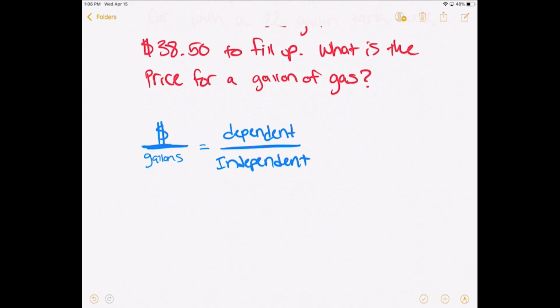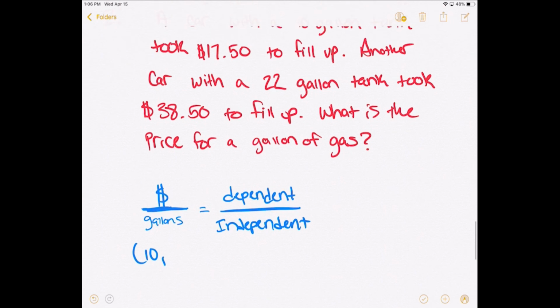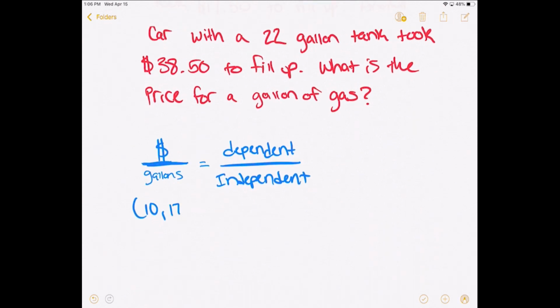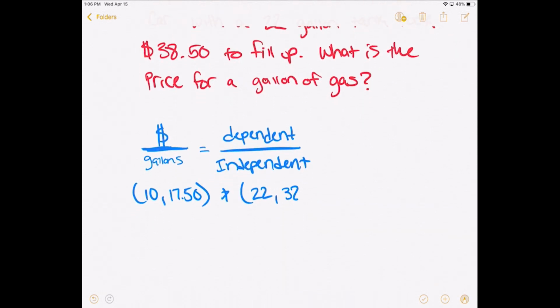We're going to create 2 points. Our first point is I had 10 gallons of gas and it cost $17.50. And we had a 22-gallon tank, which caused us to spend $38.50 to fill it up.